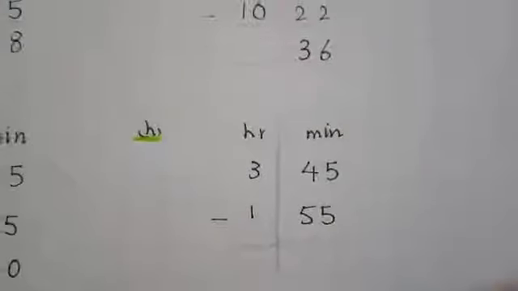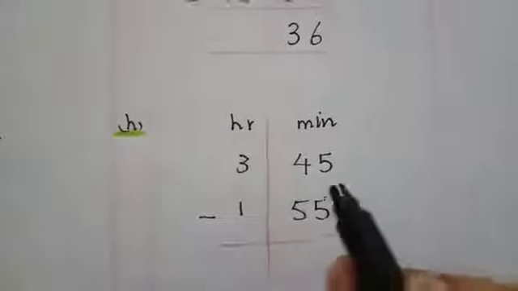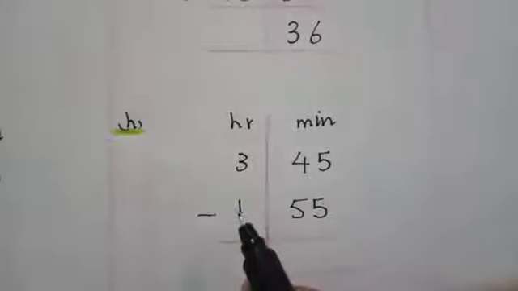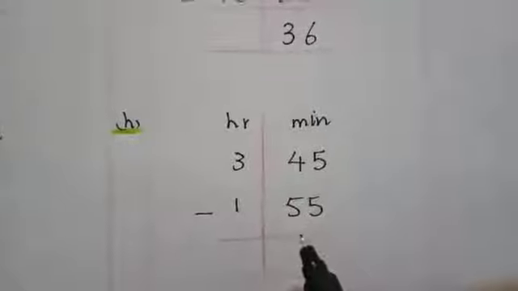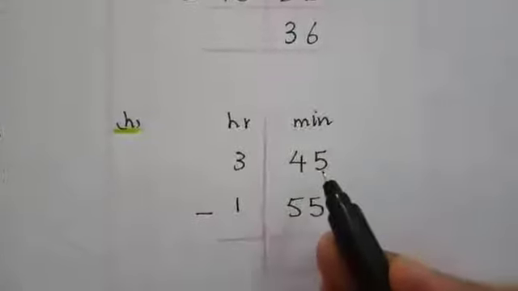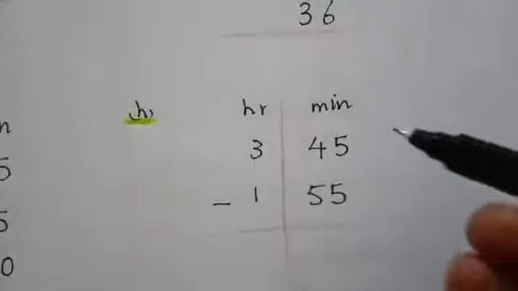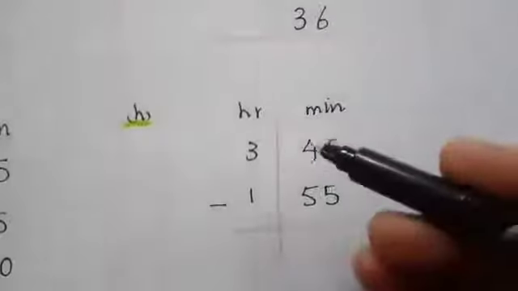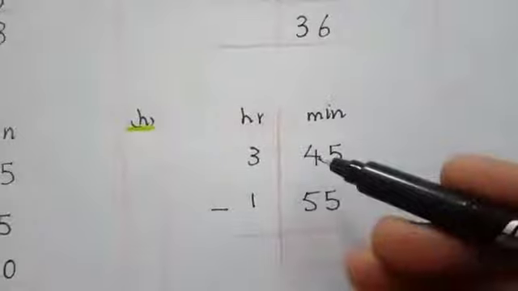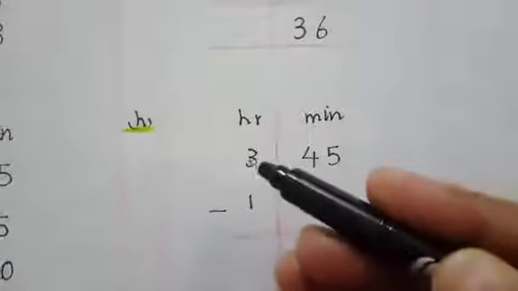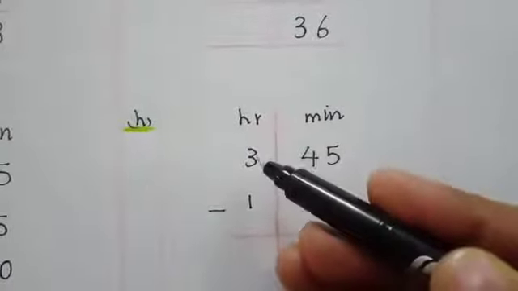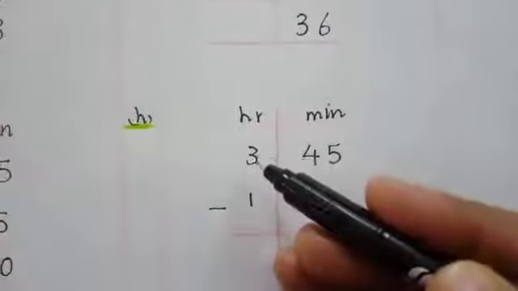Now the next and last part, H part, is 3 hours and 45 minutes minus 1 hour and 55 minutes. Now we will subtract. Look at this. It's 5 minus 5 is 0, but we cannot subtract 55 from this 45. So what we will do, we borrow from this side, and here it is 3.